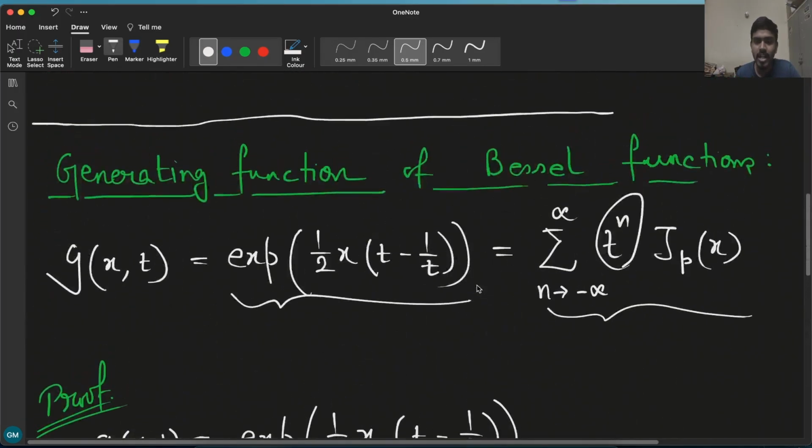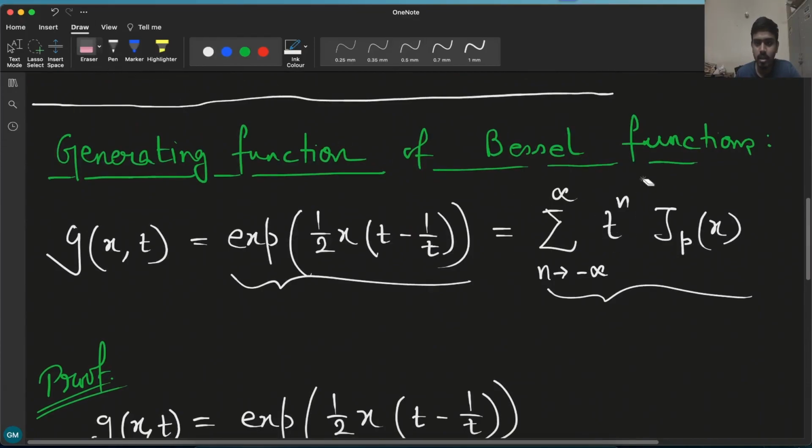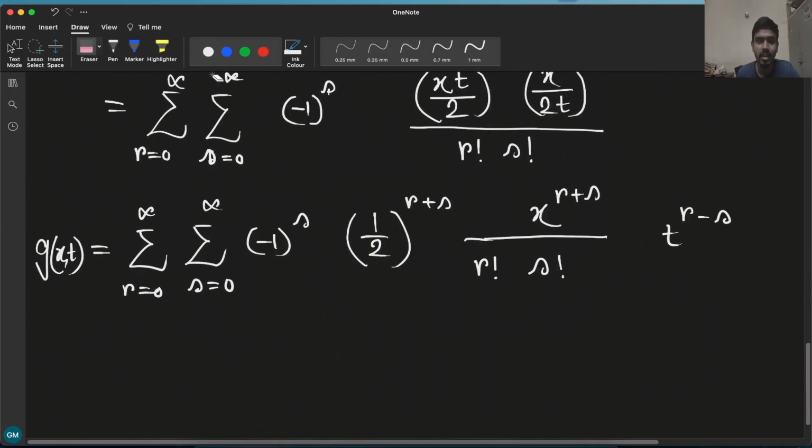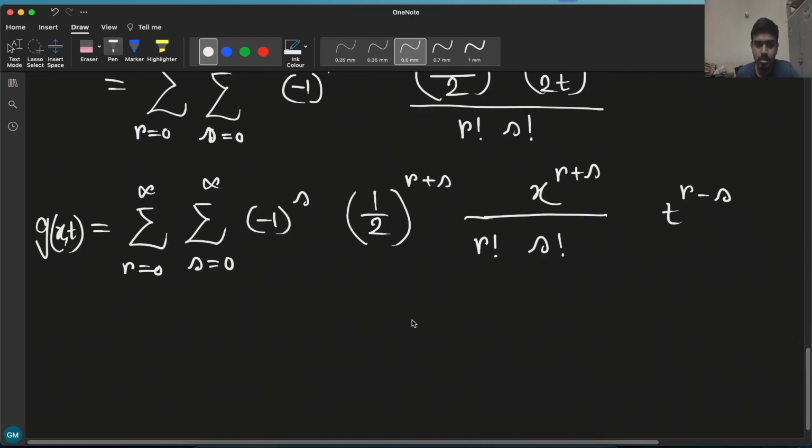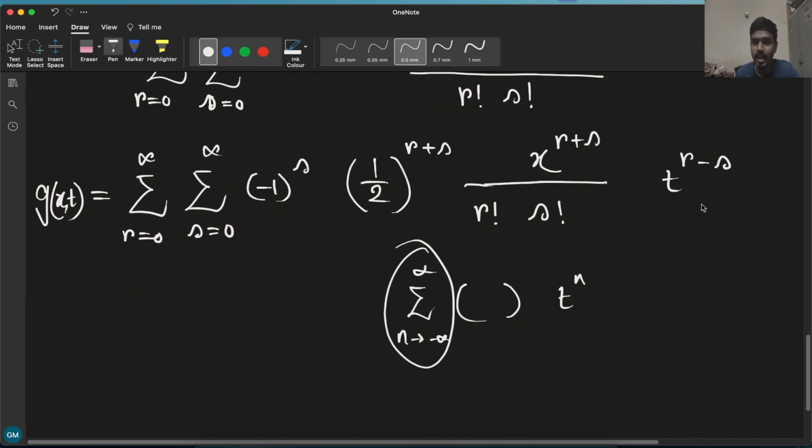Now I want to write it in the series of t. So I want to write it as a sum over something times t to the power n, where n is going from 0 to infinity or minus infinity to infinity. This is how I want to write it, and for that I will introduce a new variable n, which will be r minus s.